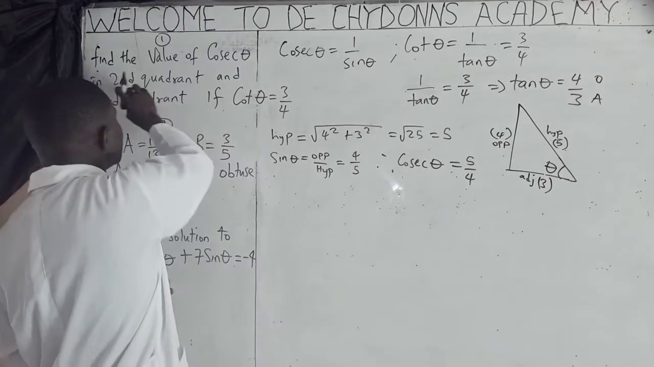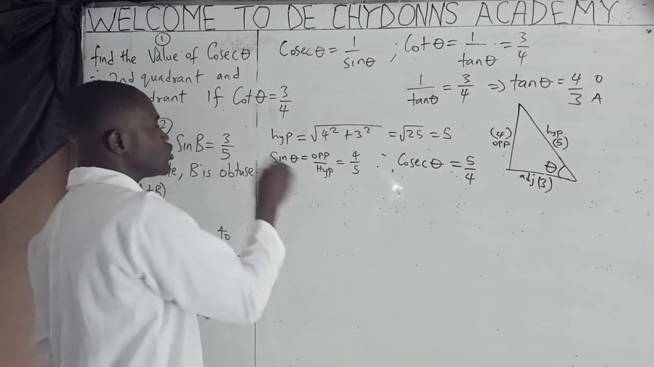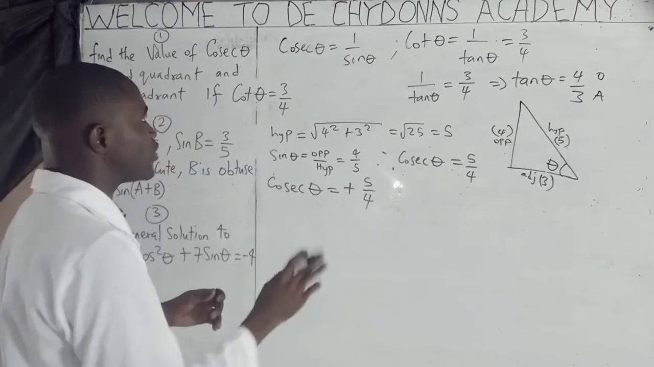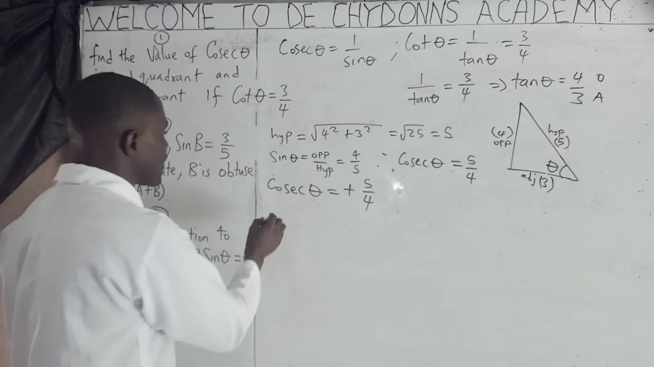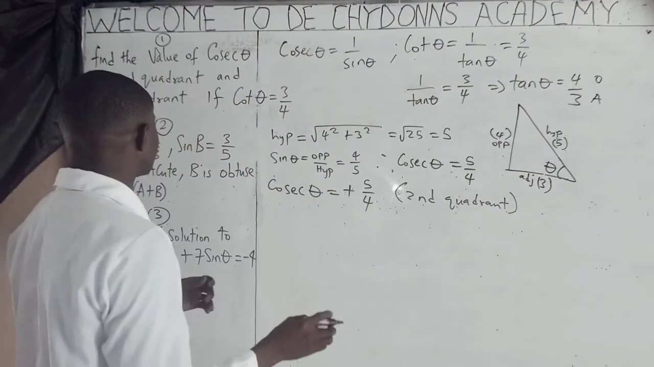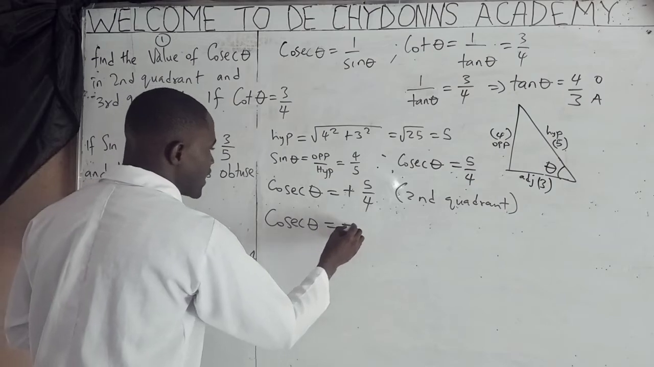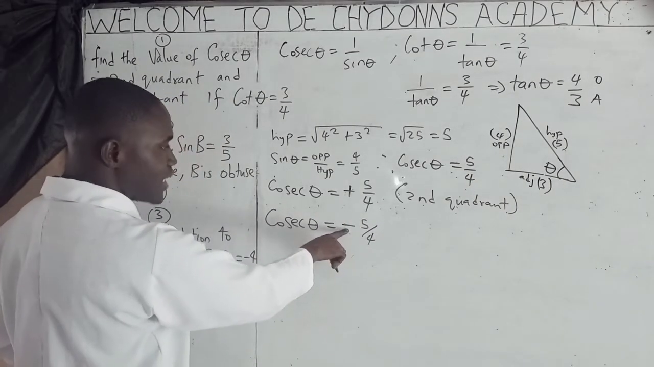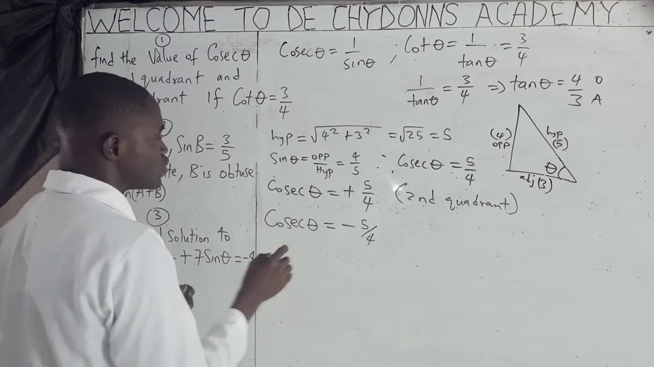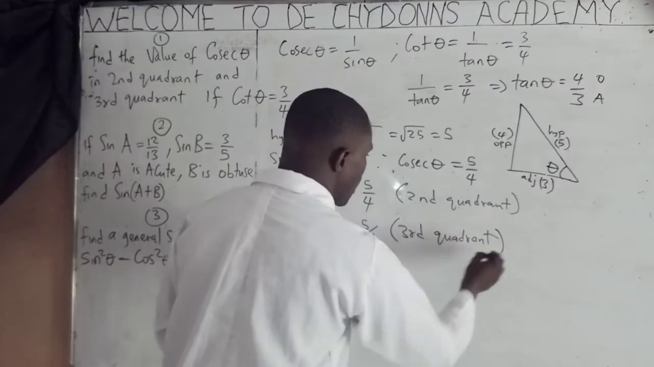Now, what happens in the second quadrant when you talk about cosec theta? Remember that sine is positive in the second quadrant, so cosec theta will as well be positive in the second quadrant. Then in the third quadrant, sine is negative, so cosec theta, being the inverse of sine, will be negative 5/4. This negative says it's located in the third quadrant, while the positive says it is located in the second quadrant. So that is how to solve question number 1.